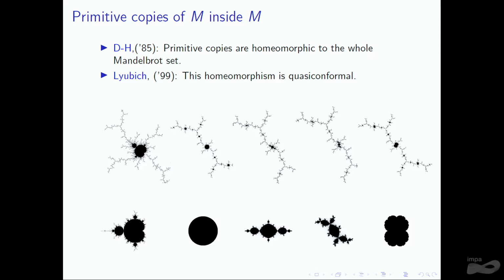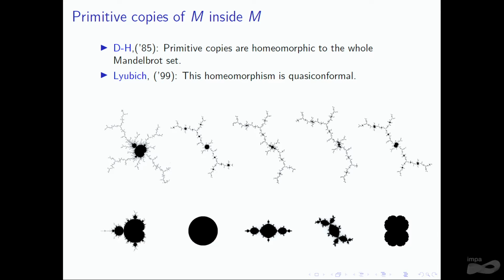So Douady and Hubbard in 1985 proved that these, which are called primitive copies of the Mandelbrot set, are homeomorphic to the whole Mandelbrot set. And the homeomorphism is dynamical. Every point is equivalent to the other one. Now, Lyubich came in 1999 proving that this homeomorphism is quasi-conformal.